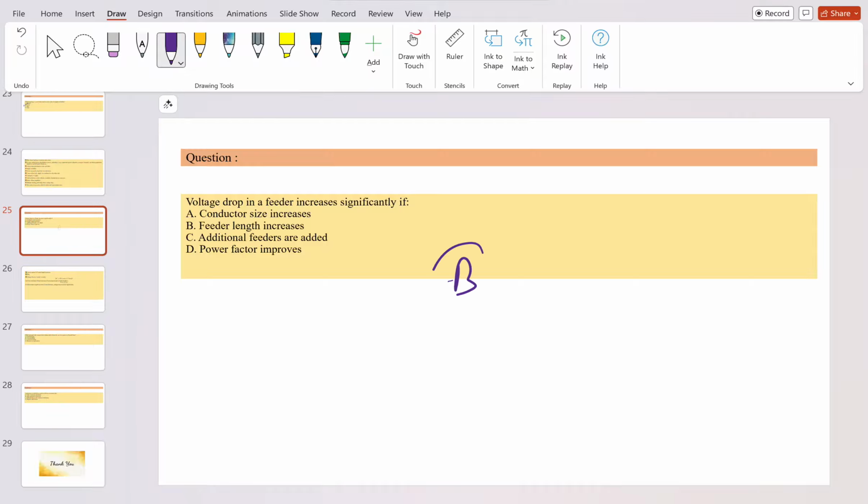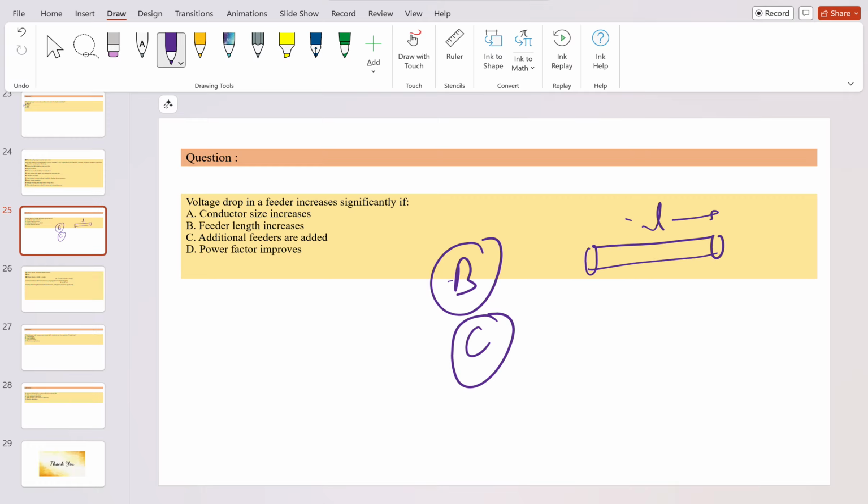Okay, option B, C. Because it is asking when the voltage drop in the feeder increases significantly, if the conductor size increases, either the conductor's length or radius, the diameter, or an additional feeder is added, or the feeder length got increased, or the power factor improves. Okay, I got multiple options as B and C.